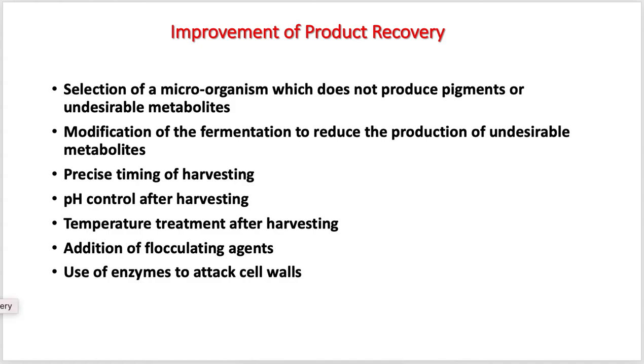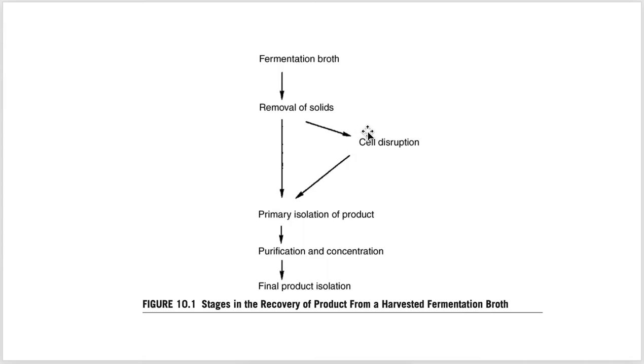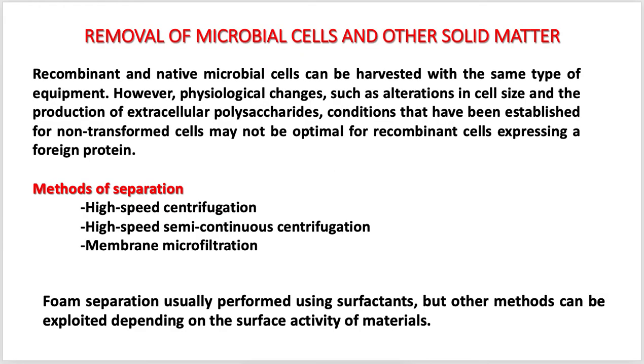Okay, so now we'll start with the methods by which we harvest our product and then purify. First, say the fermentation is done. Now the fermentation is complete. Our product may be extracellular. If it is extracellular, it will be in the liquid. If it is intracellular, it will be in the solid part. Whatever our product is, extracellular or intracellular, the first step after the fermentation is done is we have to separate the solid and the liquid portion.